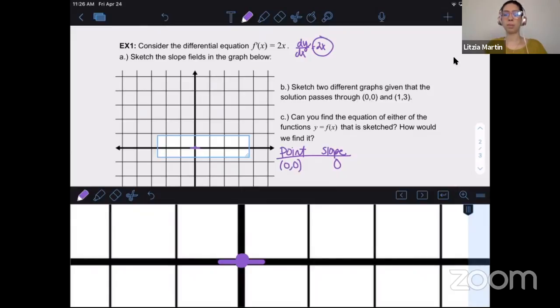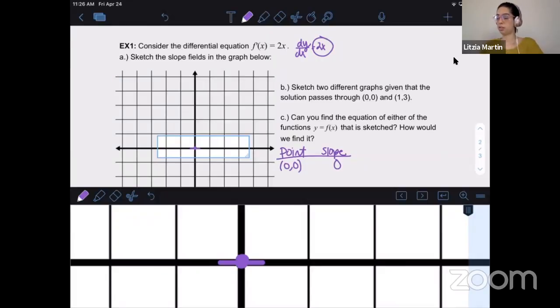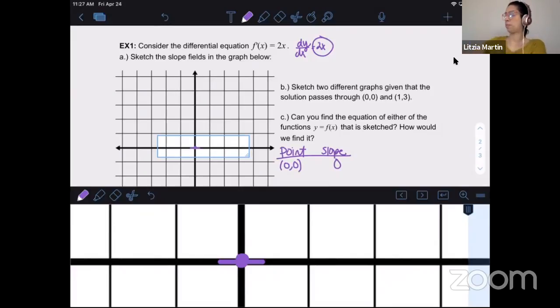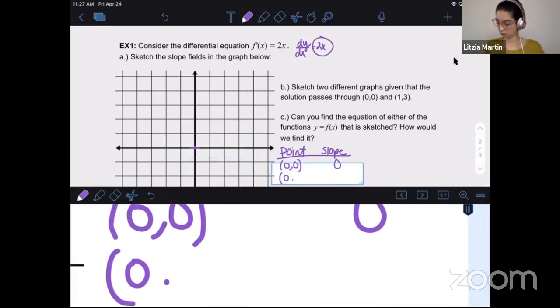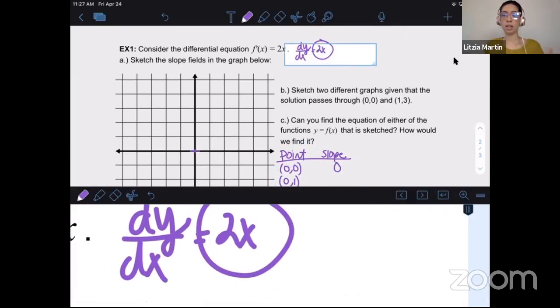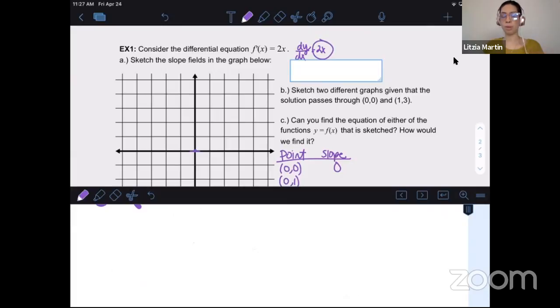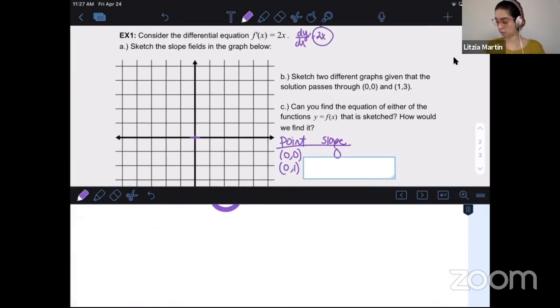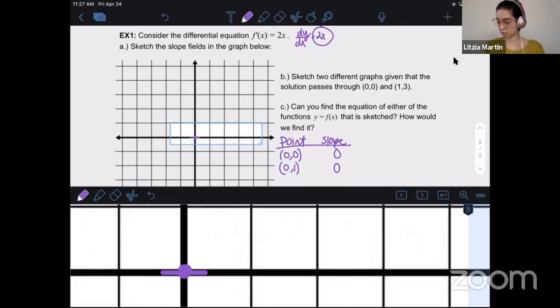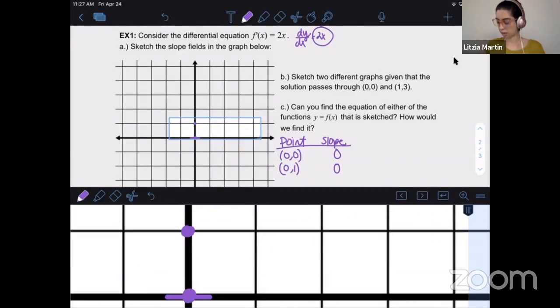And then we're going to pick another point. Let's pick the point (0, 1). So (0, 1) means I'm going to plug that into the derivative again. The x value is still 0, so when I plug it in, I'm still going to get a slope of 0. And so that means at the point (0, 1), which is right here, I'm going to have a slope of 0.